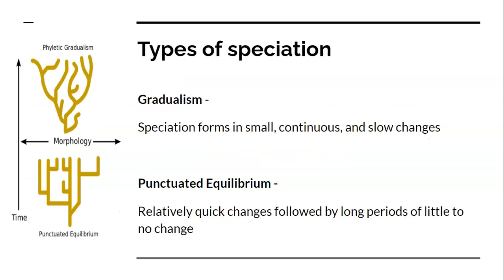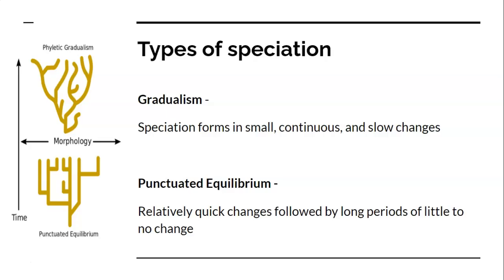And then finally, your types of speciation. So there's thought to be two types, gradualism and punctuated equilibrium. Gradualism is thought to be the speciation that is actually occurring, but we talk about both of them still. So gradualism is small, continuous, slow changes that you don't really see, but over time you can see how this speciation has taken place. Whereas punctuated equilibrium is really quick changes followed by long periods of no change.